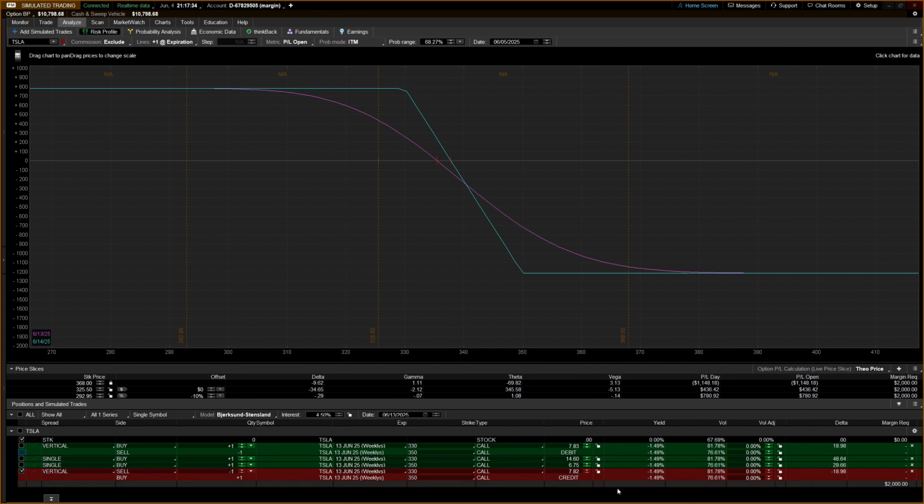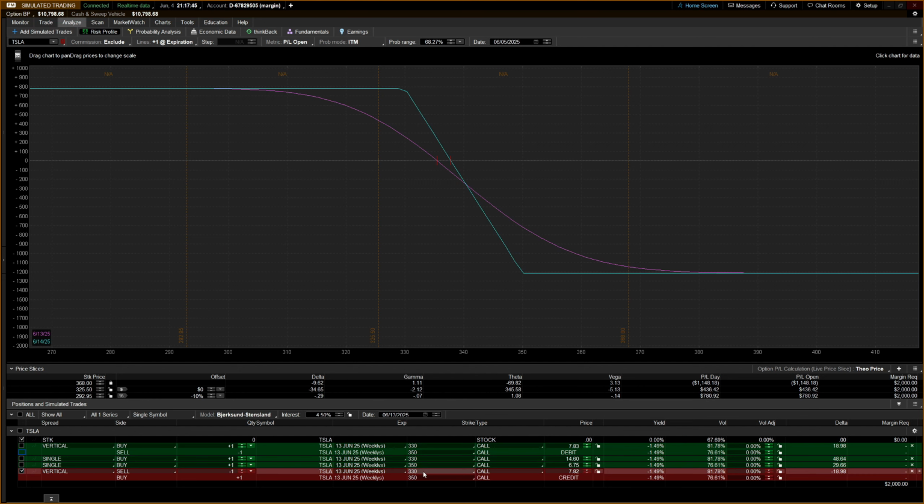Credit spreads are going to be a lot better when volatility is high. So when you get that VIX ramped up, I'd say past 25 and beyond, that is when you're going to see a lot more credit spreads hitting the tape.